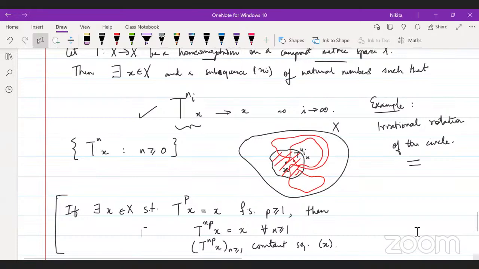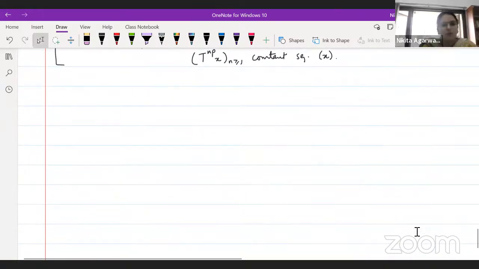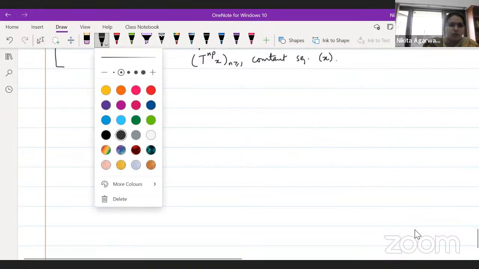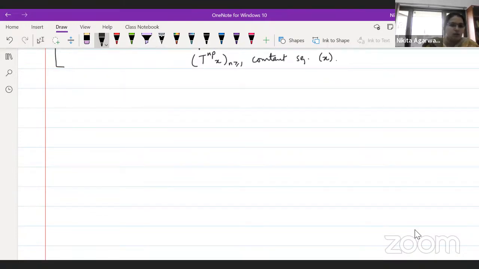Okay. So now let me give you an application of this Birkhoff recurrence theorem, and it's actually called the multiple recurrence theorem. So let me state that theorem to you. So this is called a generalization of Birkhoff recurrence theorem. So again, X is a compact metric space.